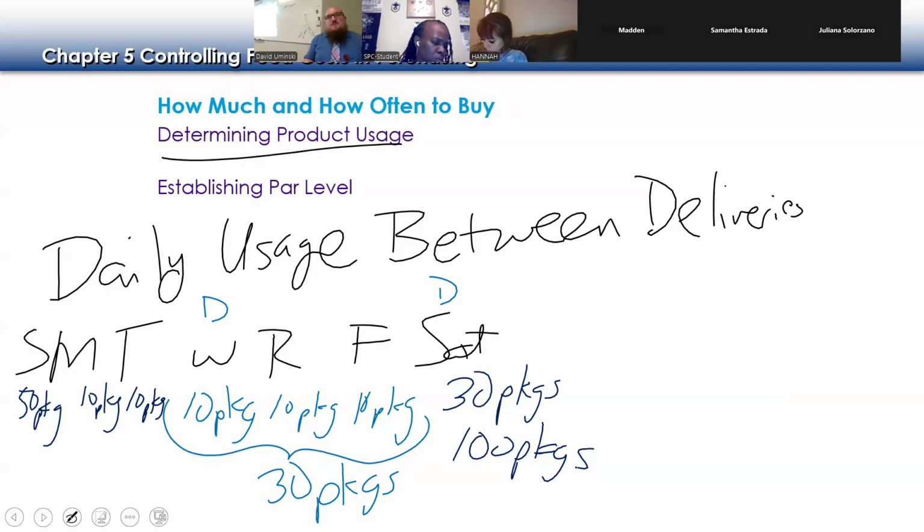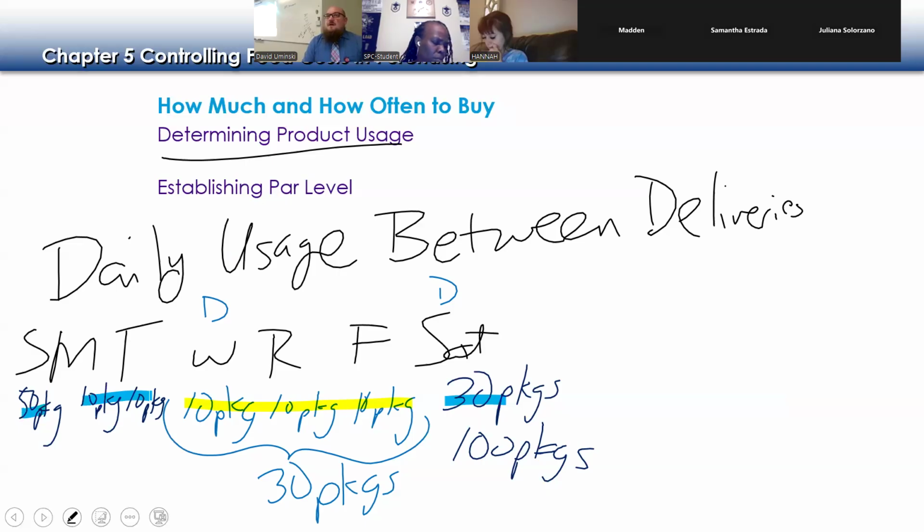We look at that daily usage. Now it's nice if they're all the same number, because then we can multiply. So there's 10 per day, multiply by 3. If there are different amounts like we have here, 30, 50, 10, and 10, you just add them up. Questions, comments, concerns about par?